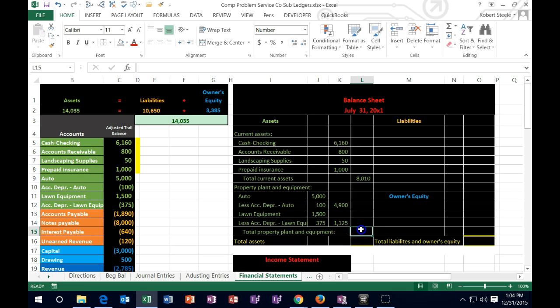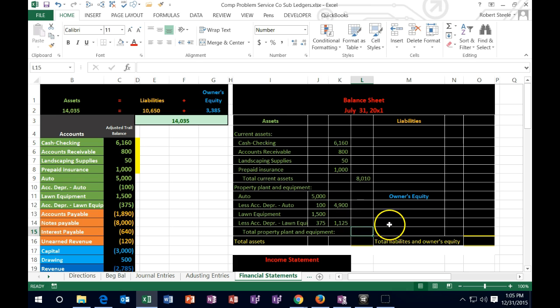Go into the outer column. And remember, we're not going to do anything with more than one column here. So in this case, it's not like I'm going to jump over here and be adding this up. What we're going to do is just do one column at a time usually, and that's going to be just this column. We're going to add up this column, and that will give us our total property, plant, and equipment.